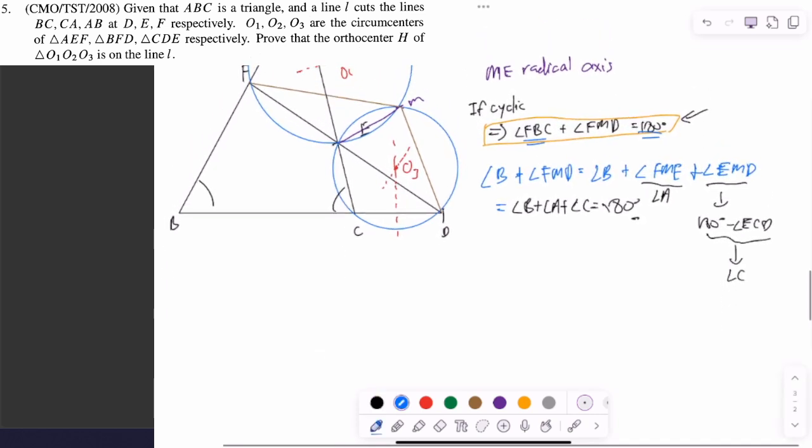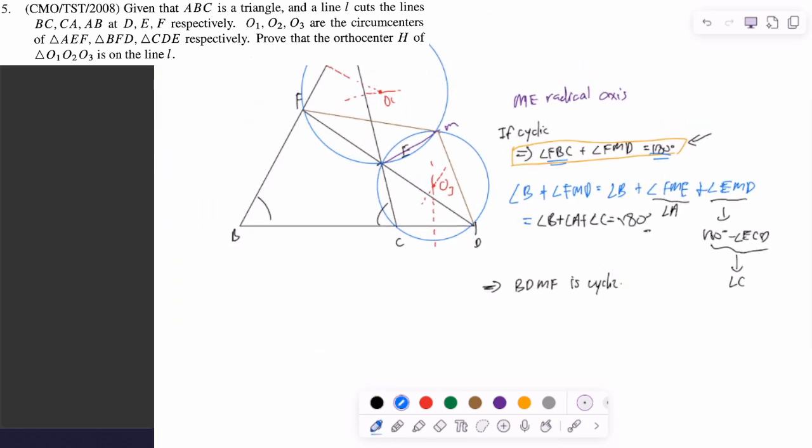So now that you know that, let's just write it down. B, D, M, F is cyclic. Now that you know that it's cyclic, you can add one more circle to the gang.